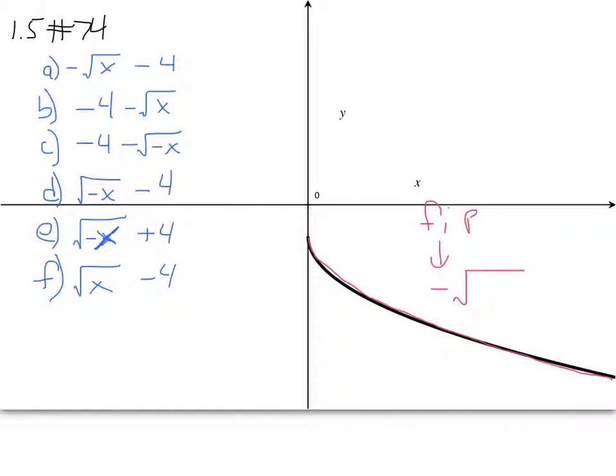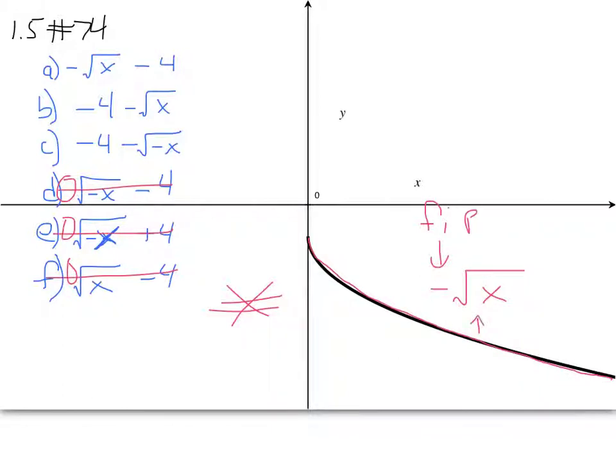It has not been flipped left to right. It doesn't have any existence over here. So it's got to have a positive x, okay? So with just these 2 properties, I can get rid of anything that doesn't have a negative in front of the square root, right? So none of these can be true.